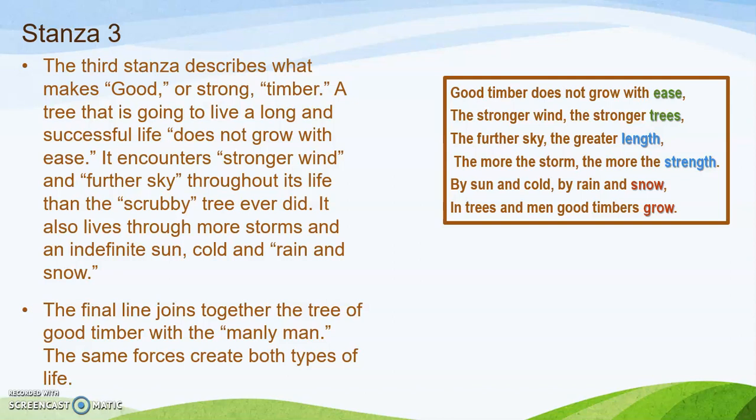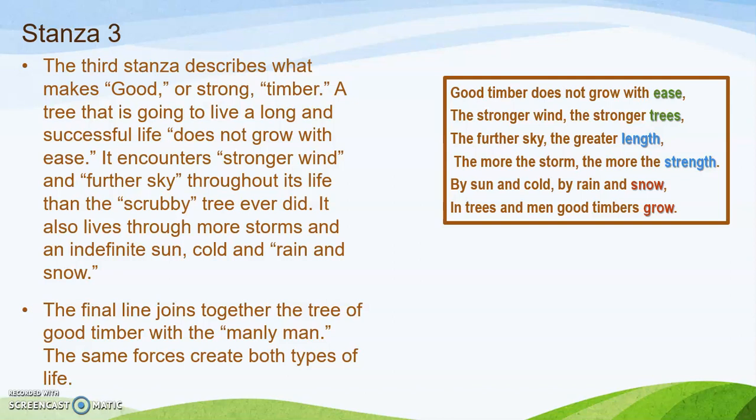So in the third stanza, he describes what makes good and strong timber. It is not easy. It's not something that comes readily to people. A tree that is going to live a long and successful life does not grow with ease. So in the very first line, he's saying that even if you want to reach your full potential, you need to remember that it is not an easy path. And you need to face stronger winds. So again, the whole stanza is filled with metaphors. Strong wind stands for hardships.